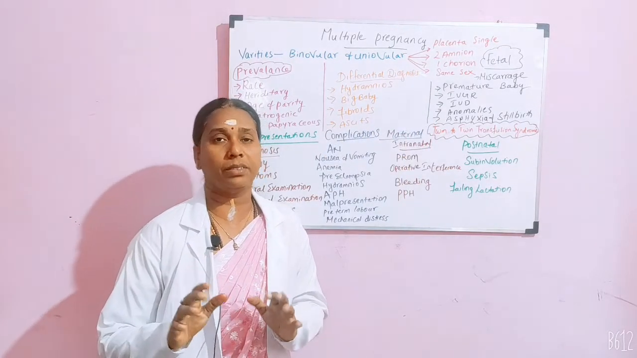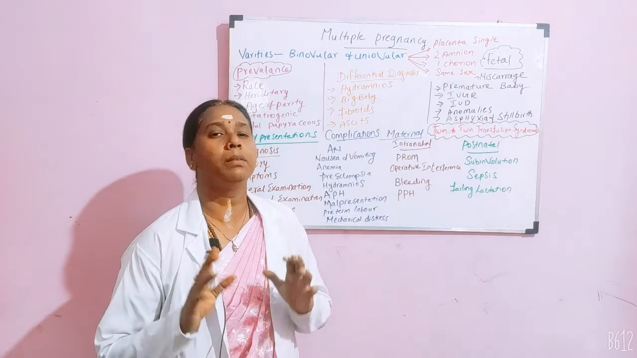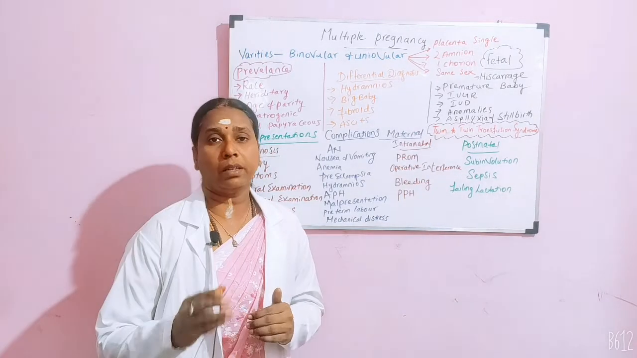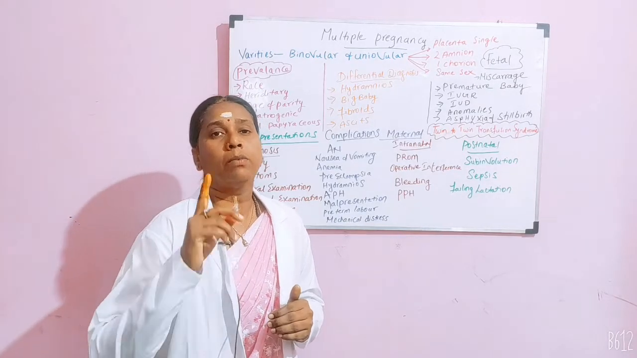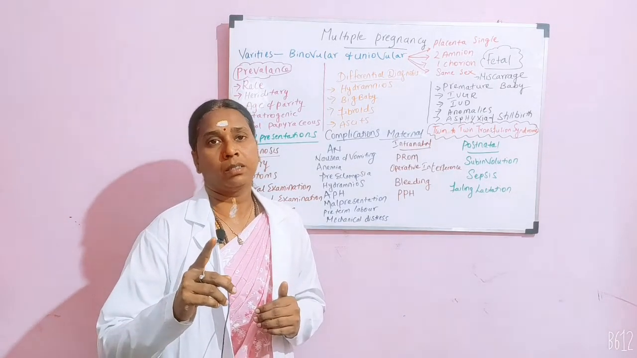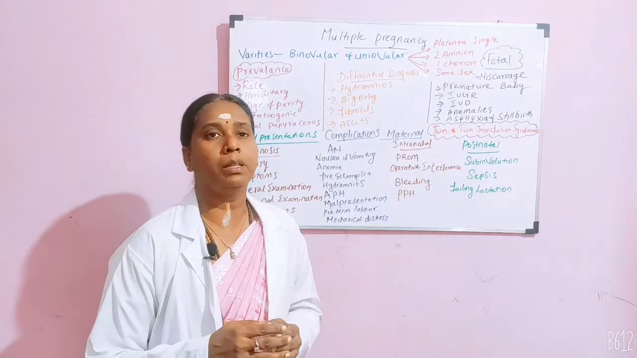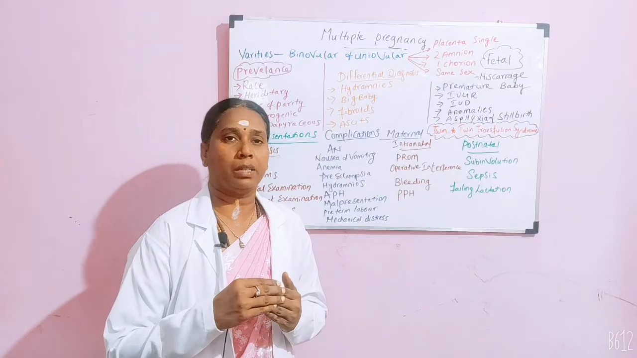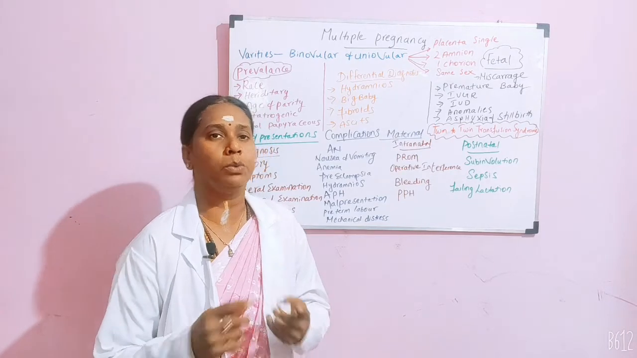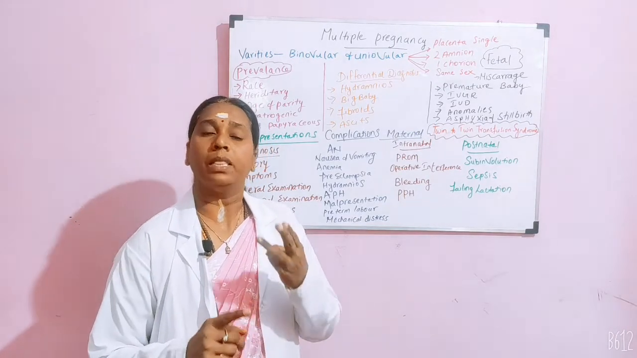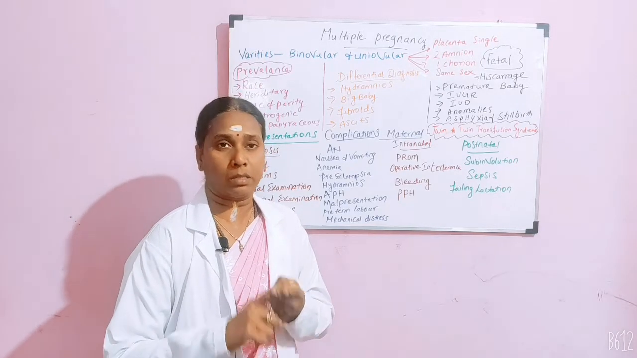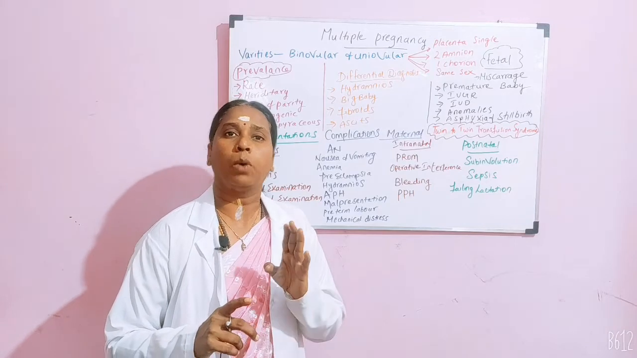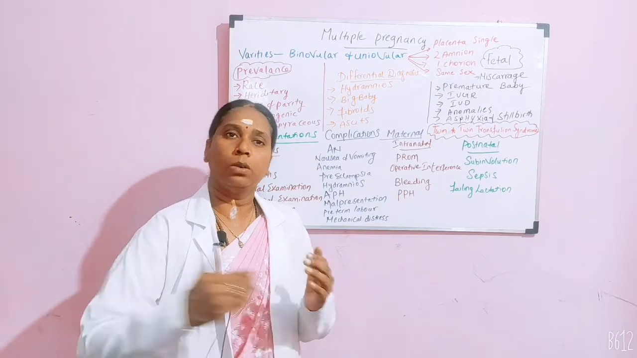It is a very interesting topic, multiple pregnancy. So what is multiple pregnancy? When there is more than one fetus, you term it as multiple pregnancy. Maybe it is a twin pregnancy, that is when there are 2, you say twin pregnancy. When there are 3 fetuses you say triplets. When there are 4 fetuses you say quadruplets, and it goes like that.